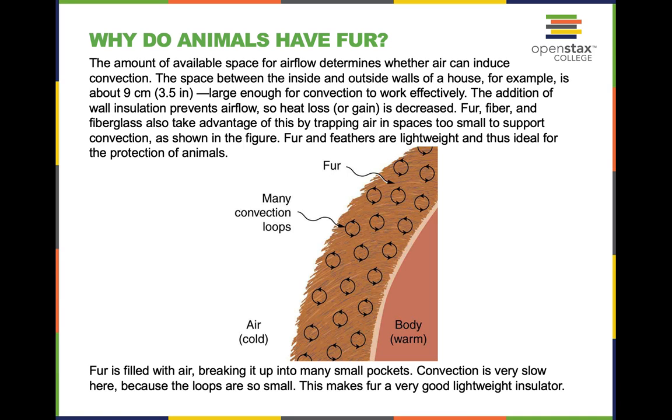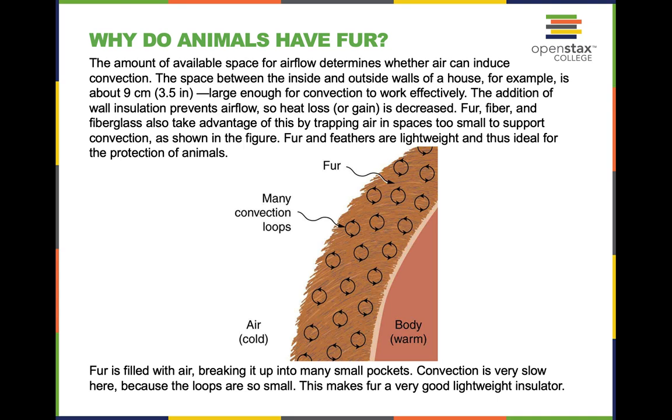So why do animals have fur? The amount of available space for airflow determines whether air can induce convection. The space between the inside and outside walls of a house, for example, is about 9 centimeters, large enough for convection to work effectively. The addition of wall insulation prevents airflow, so heat loss or gain is decreased.